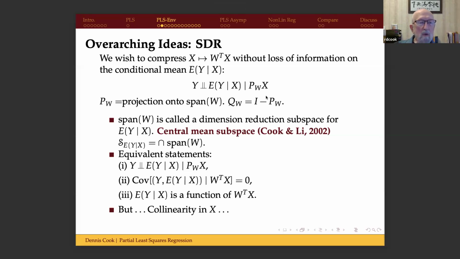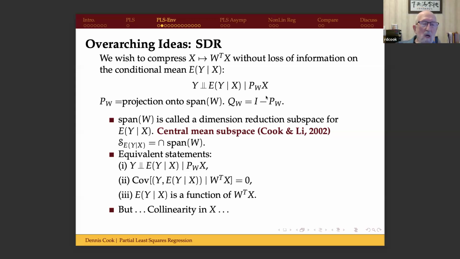There are a few equivalent statements written there. The first statement is the same as the statement at the top of the page: Y is independent of the conditional mean given the projection. The next one says that the covariance between Y and the conditional mean given W transpose X is 0. And the third one simply says the obvious, that the expectation of Y given X is now a function of W transpose X.